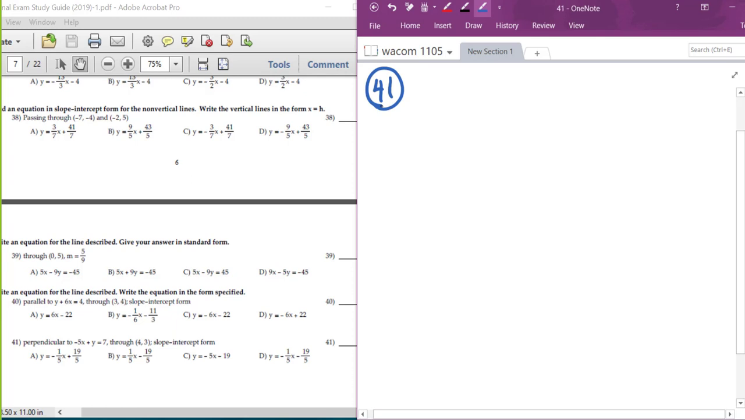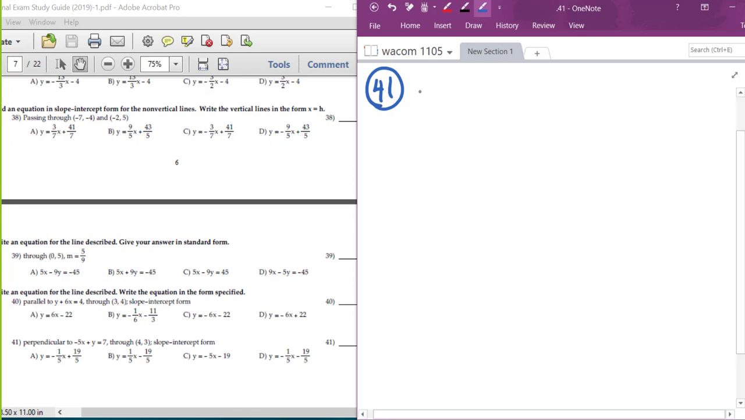So you have to remember parallel and perpendicular. Parallel will have the same slope, so that's giving you information about the slope. And if you don't see the slope, isolate the y so you can read it off. Perpendicular lines have slopes that are negative reciprocals.